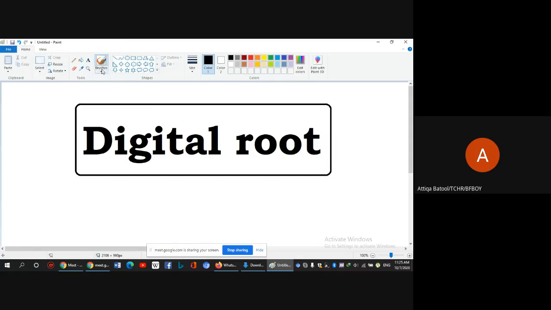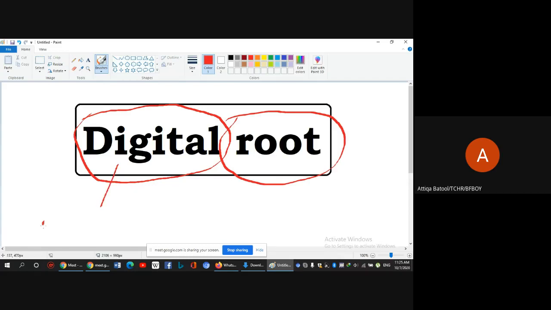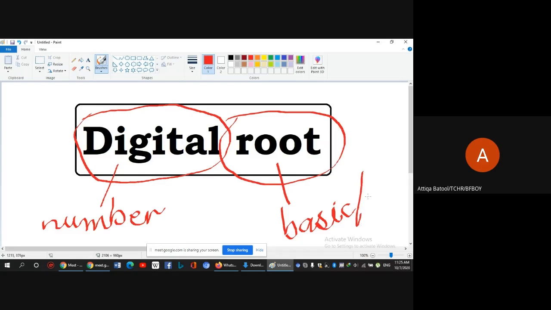What is digital root? There are two words we can observe in the topic. Number one is digital and the other one is root. First of all, let me tell you what is digit. Digital is derived from the word digit, which means a number, and root means the basic one, or the first one.